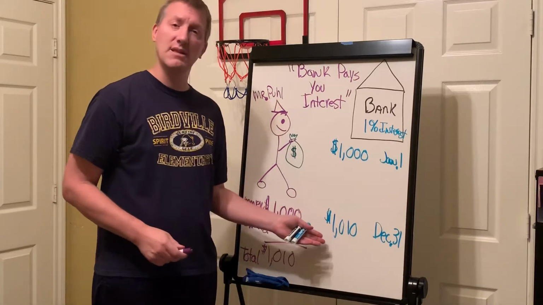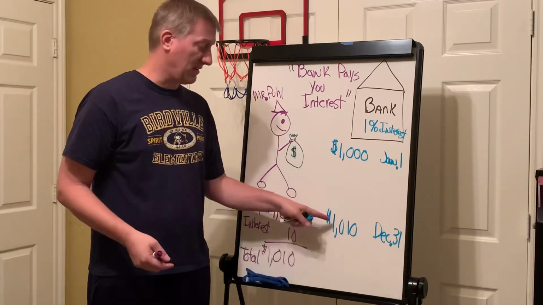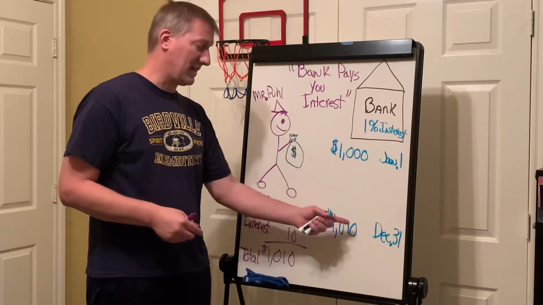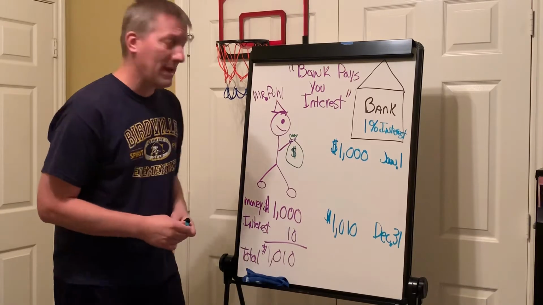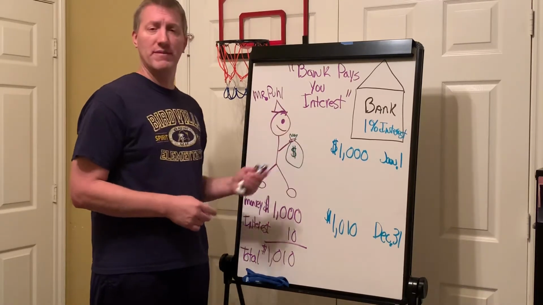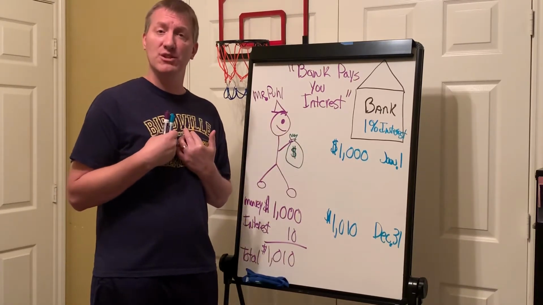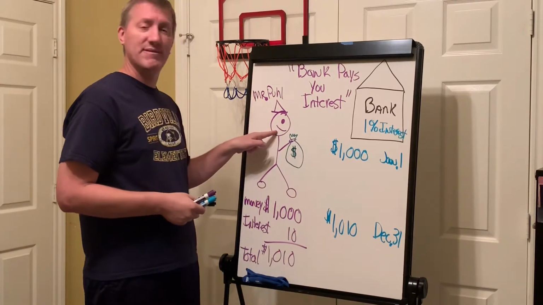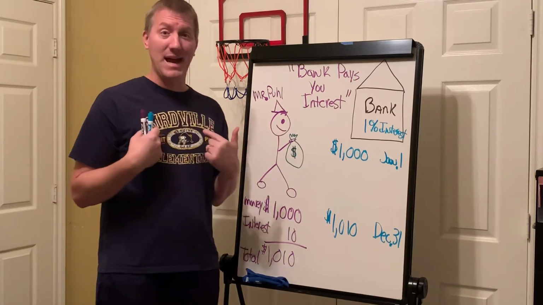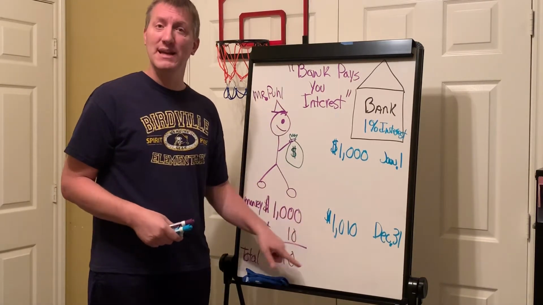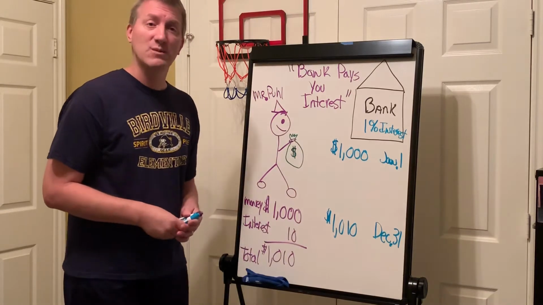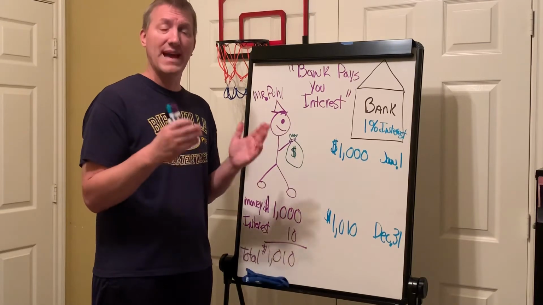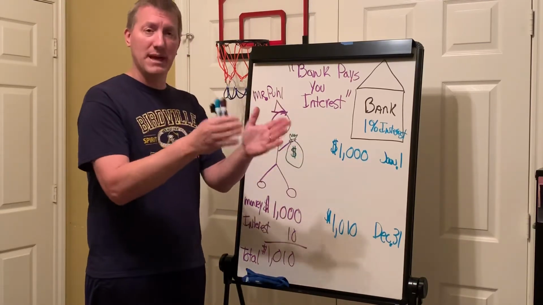I could leave it in there and get more interest, or I could take my money back out and have $1,010. That's one form of interest. That's beneficial to who? The customer, right? Yeah, I'm happy. See, I have a smile on my face, because I earned more money than I started with. So that's one type of interest, the interest that the bank pays you.